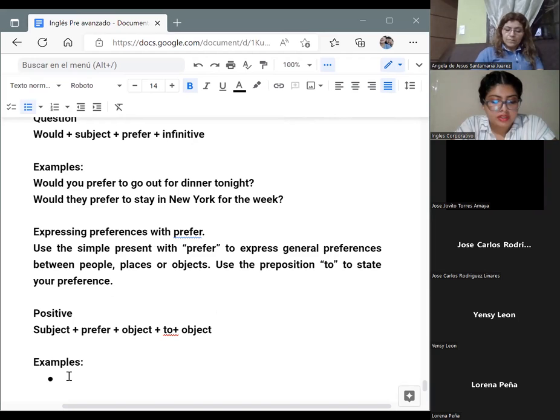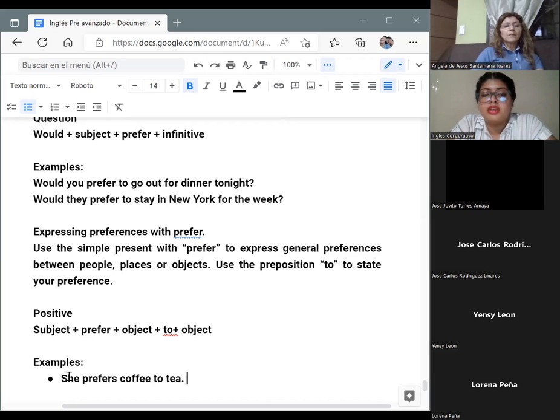We have, she prefers coffee to tea. She prefers coffee. In this case, you are talking about your preferences, and you are not making a choice. You are saying that you prefer coffee to tea. So you're not choosing between coffee and tea, because you know what is the thing that you like. So this is not like the other structure. I prefer summer vacations to winter vacations.